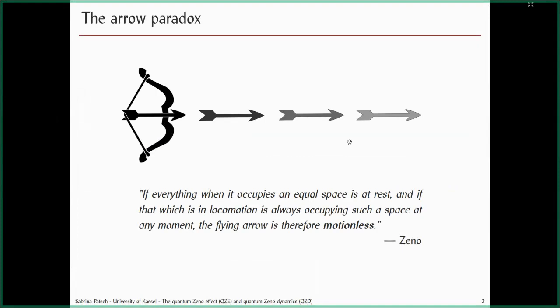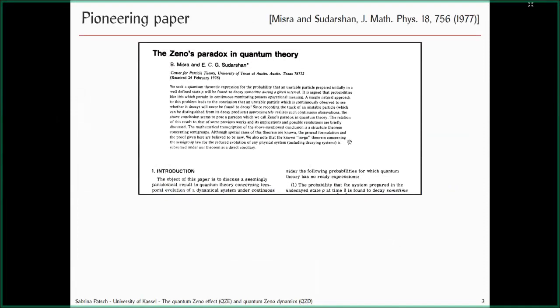Now the thing is, even though it's a paradox and it's not working in the classical world, it turns out that it is actually possible in the quantum world. So the first paper about that was published in 1977, and it's called the Zeno's paradox in quantum theory. And it states that the quantum Zeno paradox should be possible in quantum theory.